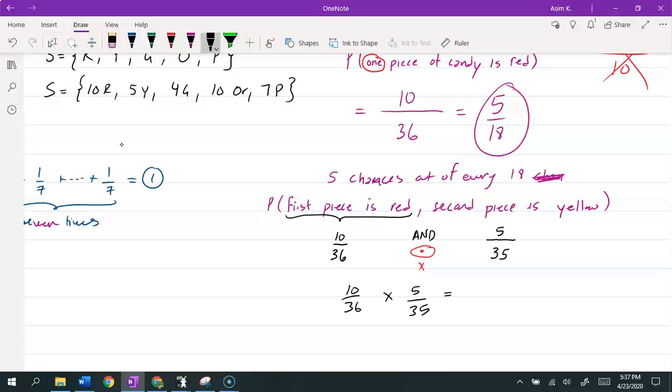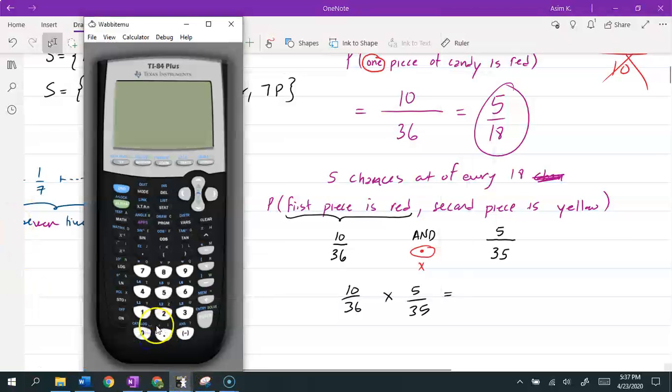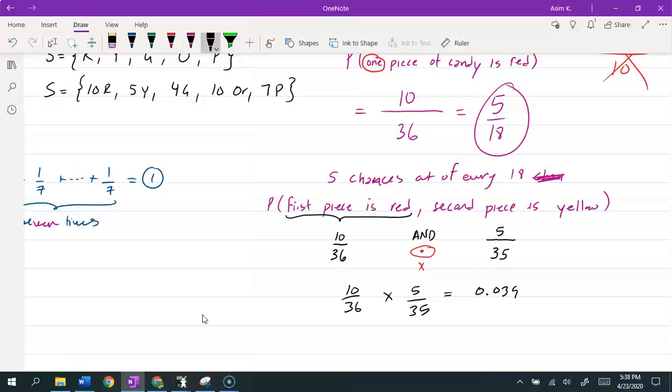And that's a pretty small number, right? That's going to give you, without simplifying things, because I do want you to just look at the fractions and get used to them, 10 divided by 36, multiplied by 5 divided by 35. I'm putting parentheses around that second one so you don't get confused by it. And that gives you 0.039. Or if you want to turn it into a percentage, 3.9%. So that's the amount of chance that you have of something like that occurring.